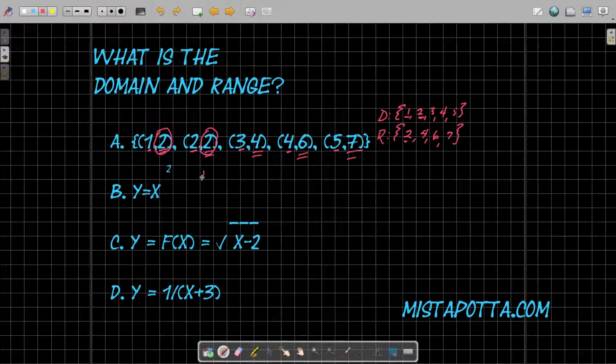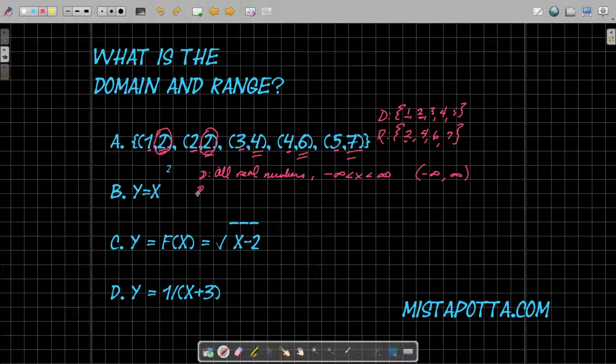For B, my domain, well, I could plug in virtually any real number in here. I could plug in 0, 1, 2. I could plug in a negative number. I can plug in a decimal or a fraction. So my domain is going to be all real numbers. I could write it like that. I could write it as an inequality from negative infinity to infinity, or I could even write it in interval notation from negative infinity to positive infinity. There's several ways to write that, and we'll go into more details in just a few minutes.